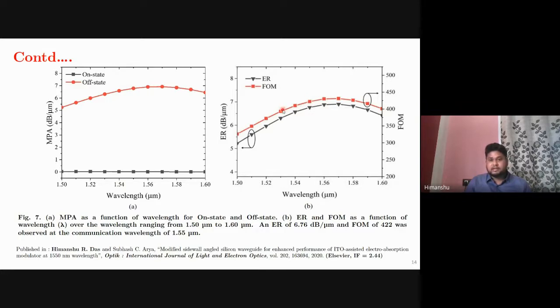That is the extinction ratio, which is denoted by this black color line, and it is shown in the left-hand side y-axis, and the right-hand side y-axis shows the figure of merit, which is around 422.